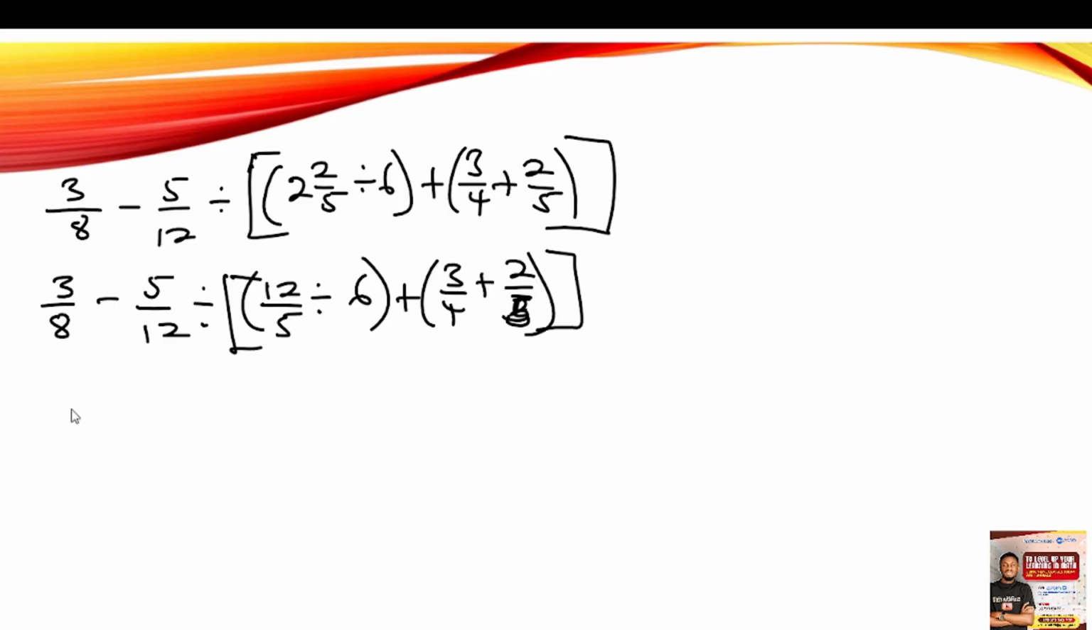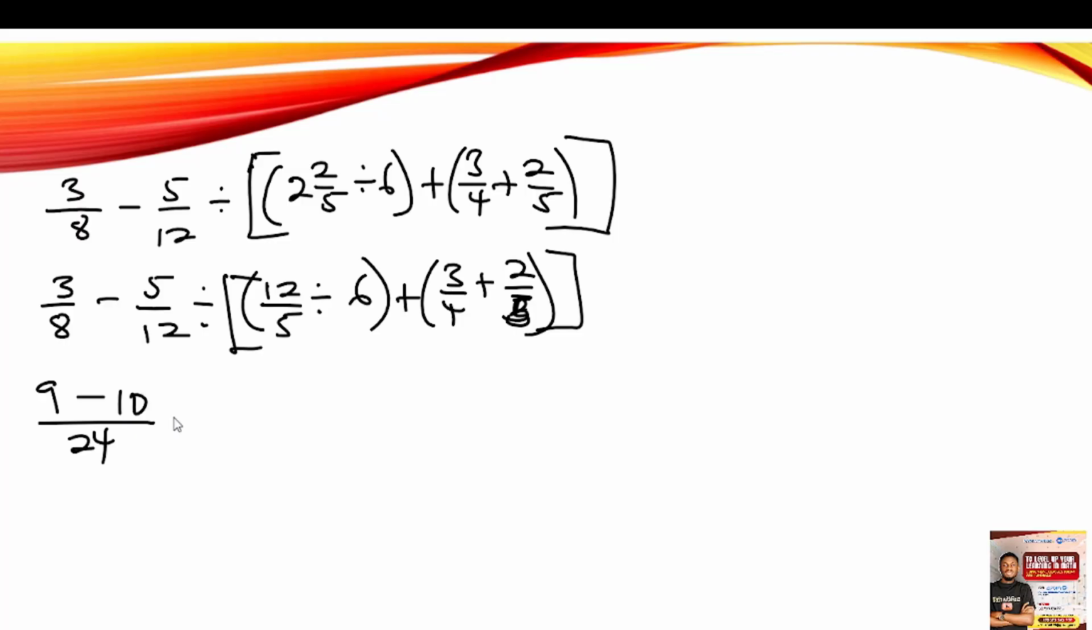Okay, so the next thing to do is to work out the ones in the bracket, as well as we can find an LCM for this one. So when I find an LCM for 12 and 8 is 24. So 8 goes here 3. 3 times 3 is 9. 12 goes here 2. 2 times 5 is 10.